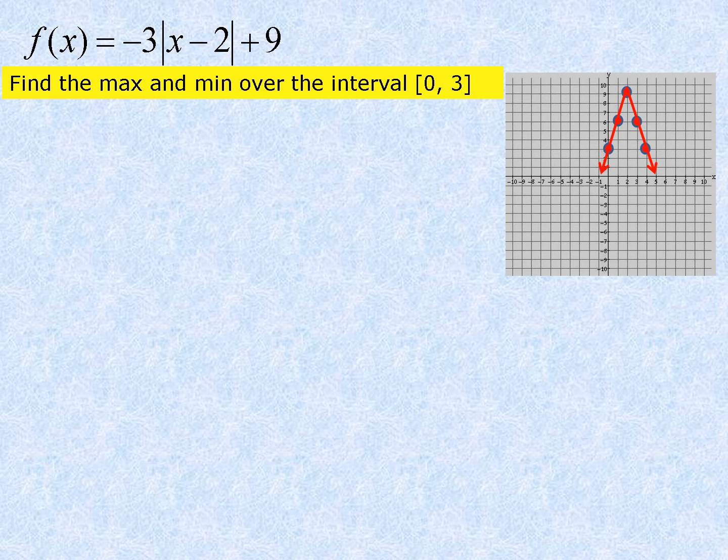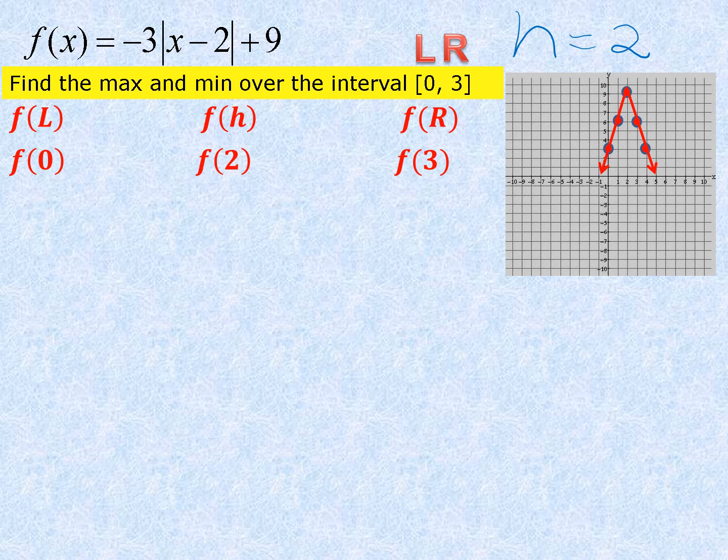So now, using that same function and the same graph, let's calculate the max and min over the interval 0 to 3. Now we know that 0 is our left, we know that 3 is our right, so because it's the absolute value, we're going to have to do f of L, f of h, and f of r. Well, if you remember from this function, h is 2, so that means I'm going to calculate f of 0, f of 2, and f of 3.